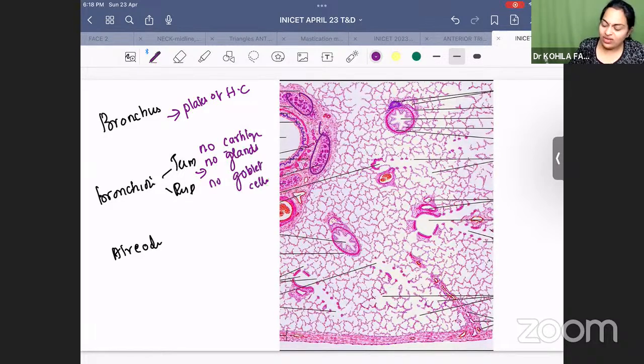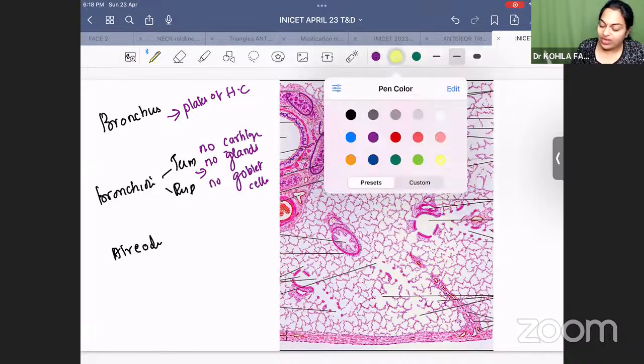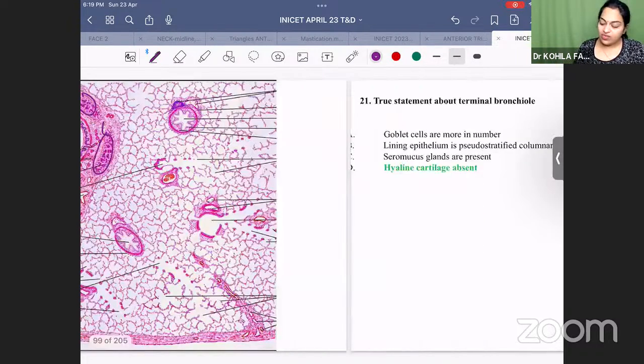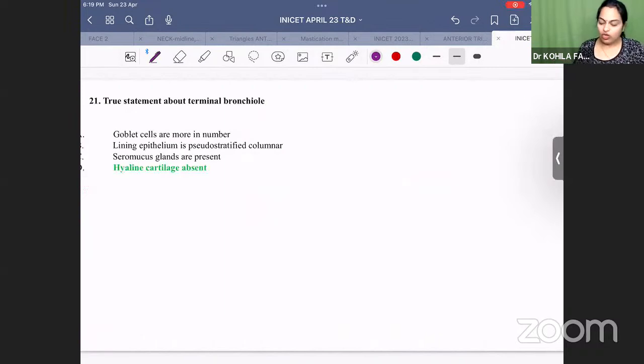Okay, what is the new special type of cell that you get to see in the bronchiole? Any idea? The Clara cells. And the epithelium of the bronchiole will be changing to cuboidal, not the ciliated columnar. There will be no cilia and no columnar cells; you'll have the cuboidal cells. These are the features that you see in the terminal bronchiole.